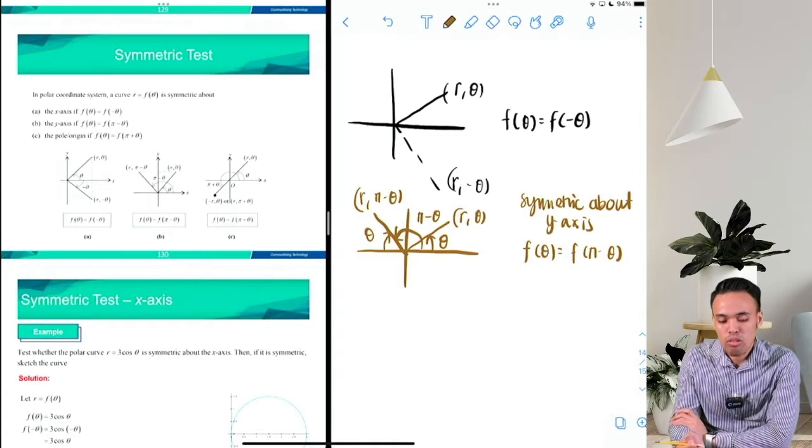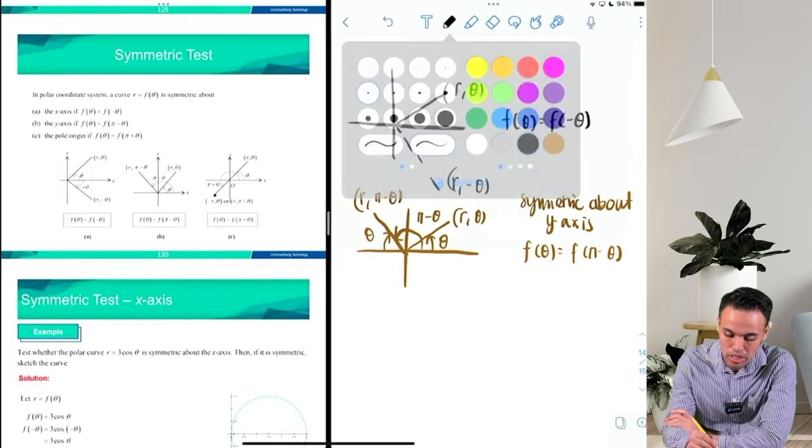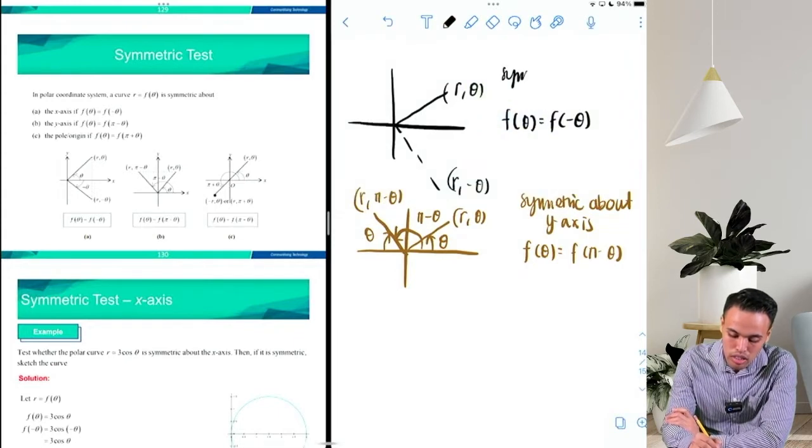The same goes as what we discussed for symmetry about the x-axis. If you are able to show that f theta is equal to f pi minus theta, you can conclude that the curve you sketch based on the given equation will be symmetric about the y-axis. Okay, let me write something here. Symmetric about x-axis.